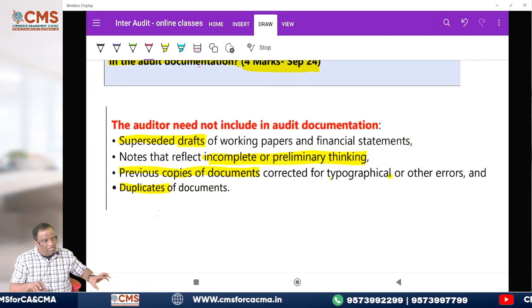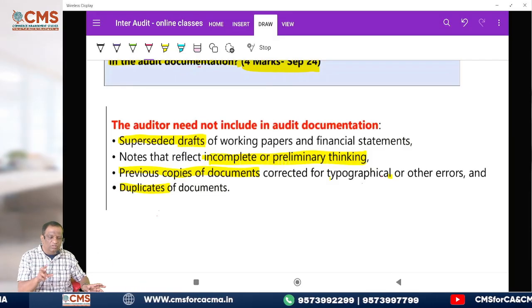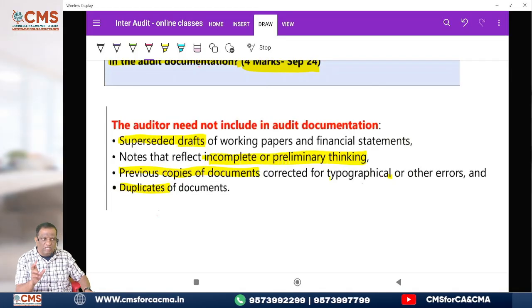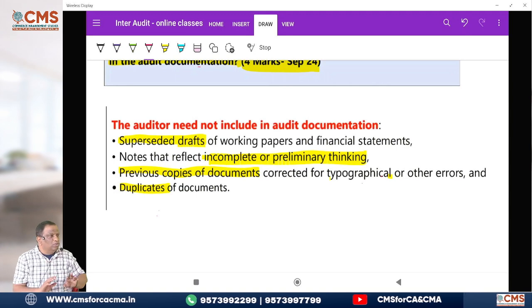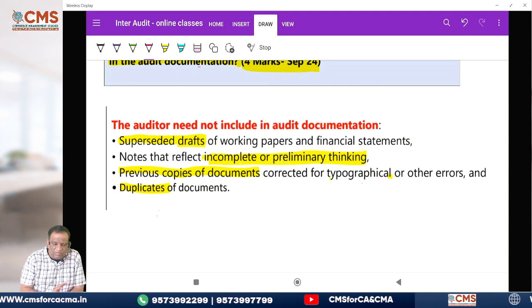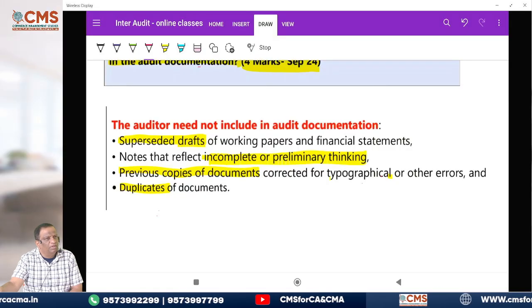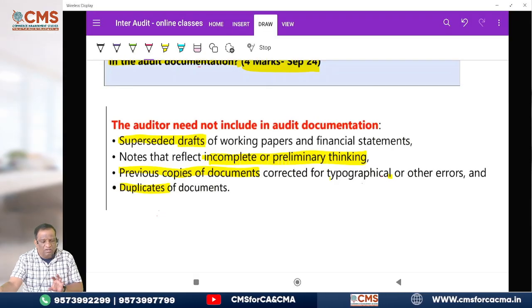Now, do I need to keep both version 1 and version 2? Not required, because version 2 supersedes it. So version 1 is your superseded document, version 2 is the latest document. Old ones you discard, otherwise you yourself will get confused about what was the original and what was the final. That's why superseded documents you can remove, and any incomplete or preliminary thinking you prepare at the beginning is not required. Keep only relevant ones.